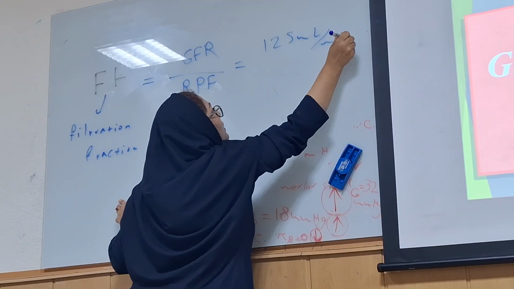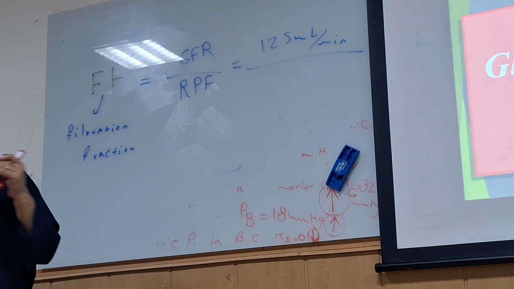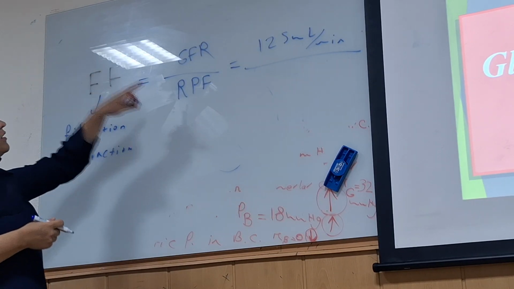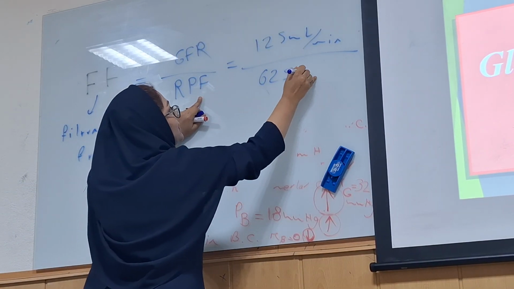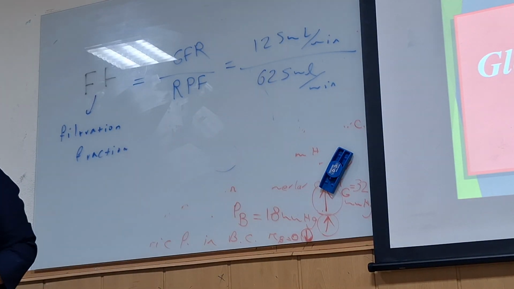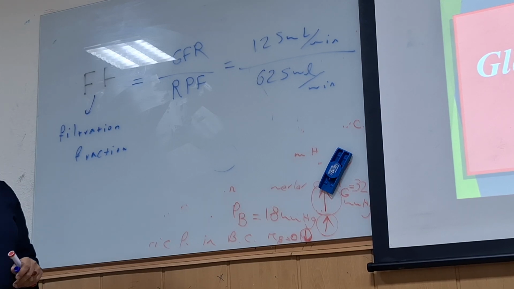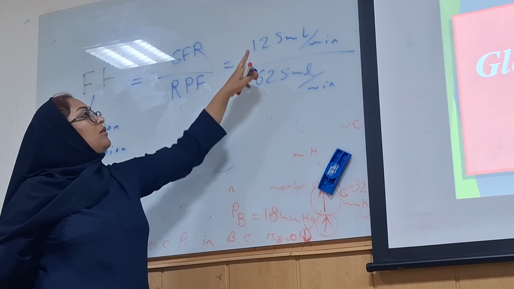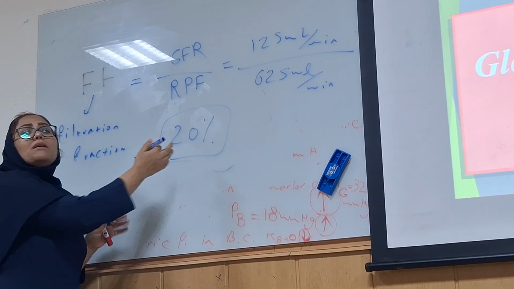GFR is 125 milliliter per minute. RPF is renal plasma flow, RBF is renal blood flow. Renal plasma flow is 625 milliliter per minute. It means filtration fraction is how many percent? 0.2. Calculate this. 20%. Filtration fraction is 20%. What does it mean?